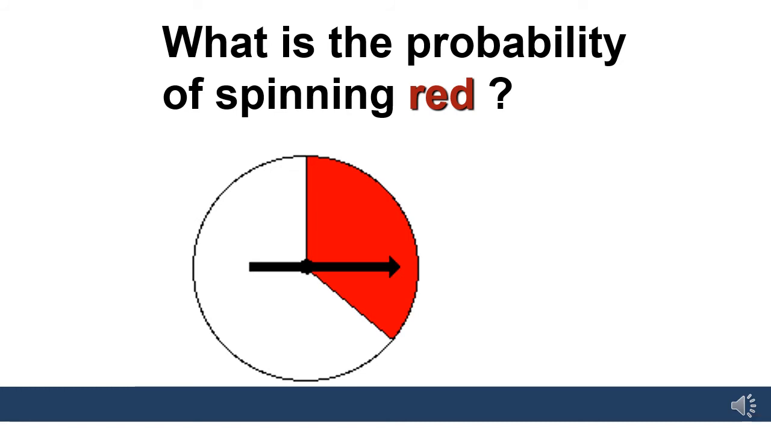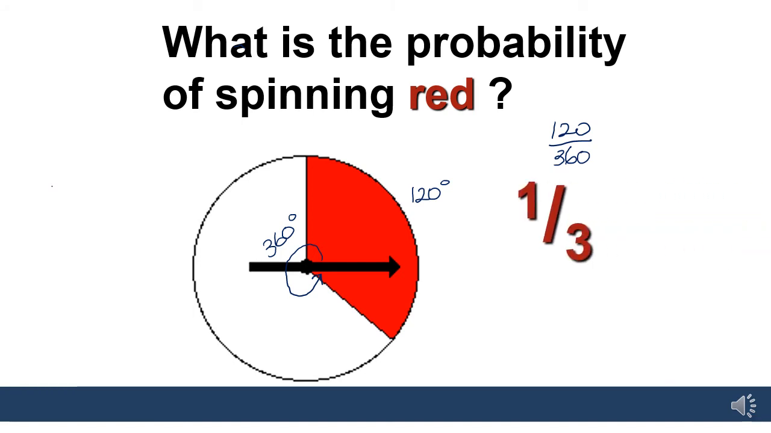The number of degrees in the red wedge here is 120 degrees, and we know that all the angles in a revolution add up to 360 degrees. So that means that my probability is going to be 120 over 360, and let's see what that simplifies to, 1 over 3. So if you see something like this, then you need to take out your protractor and measure.